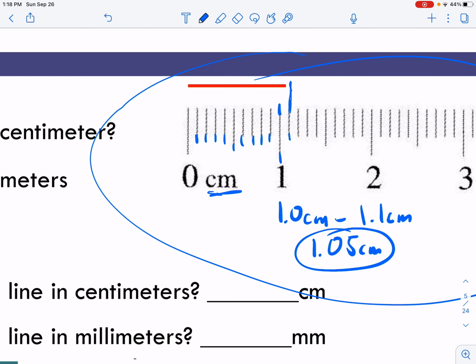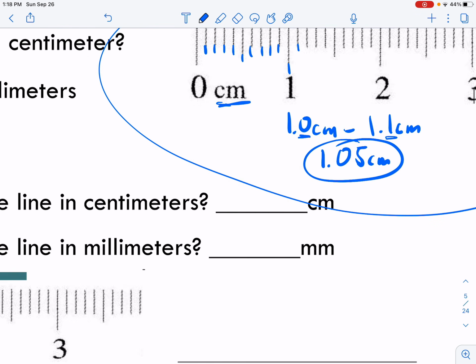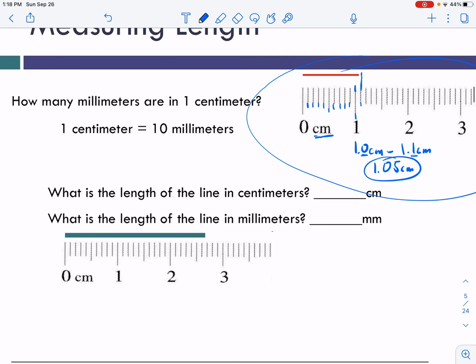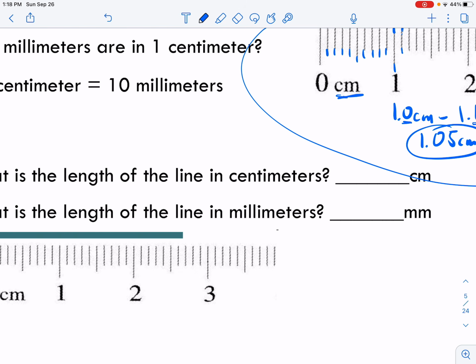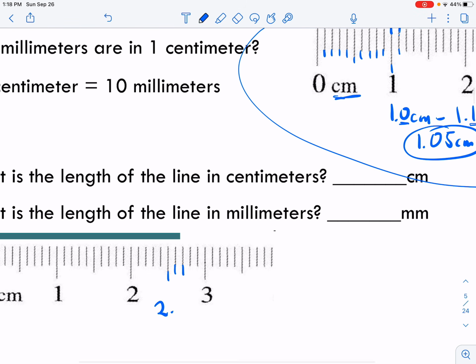So that's 1.05 centimeters. I'm certain of this because that's how precise my piece of equipment is, plus 1 more measurement. All right, let's go ahead and measure this green line here. I see this green line down here. It looks like it's exactly, no, here's 2.5, here's 2.6, 2.7. It looks to me like it's between 2.6 and 2.7. I'm certain that it's between there.